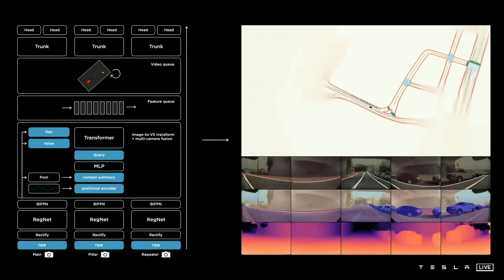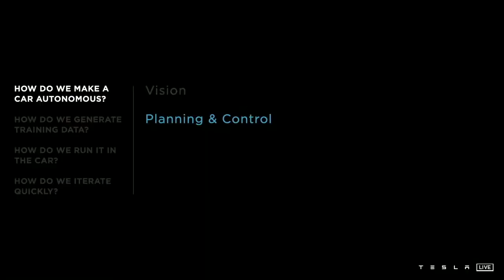There's still opportunities for improvements that the team is actively working on. But this basically is how you achieve a very nice vector space. And now I believe Ashok is going to talk about how we can run planning and control on top of it. Thank you, Andre. Hi, everyone.